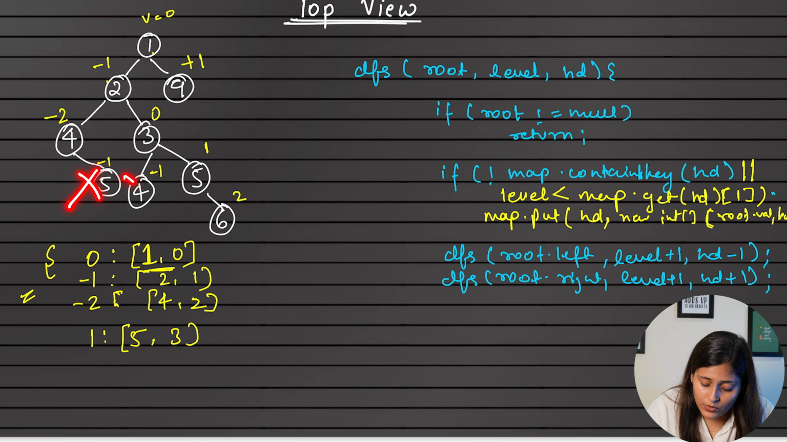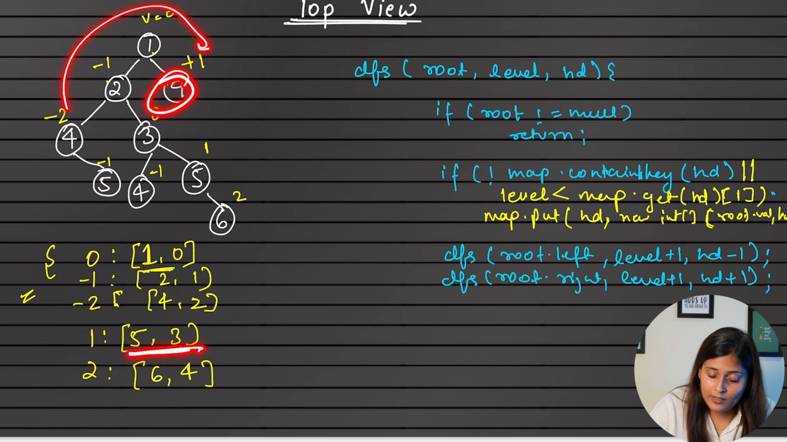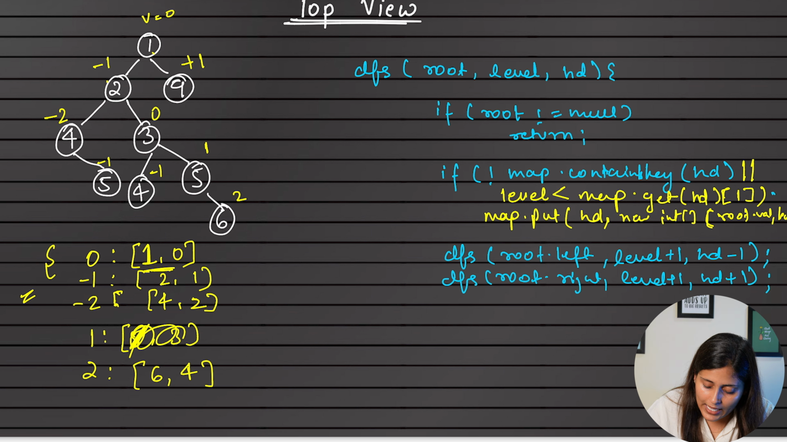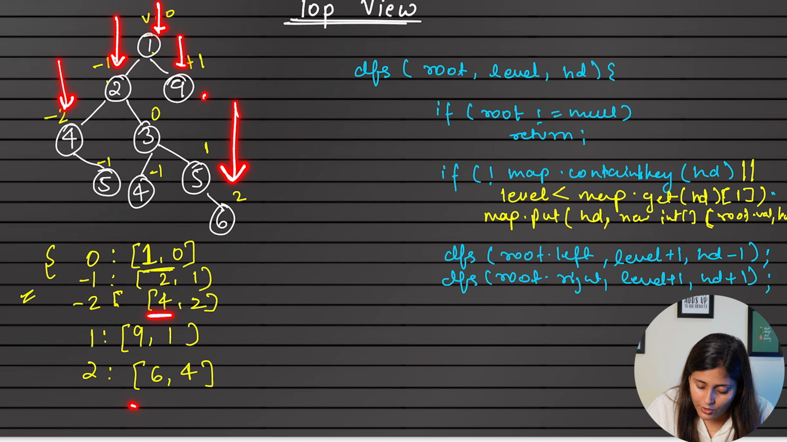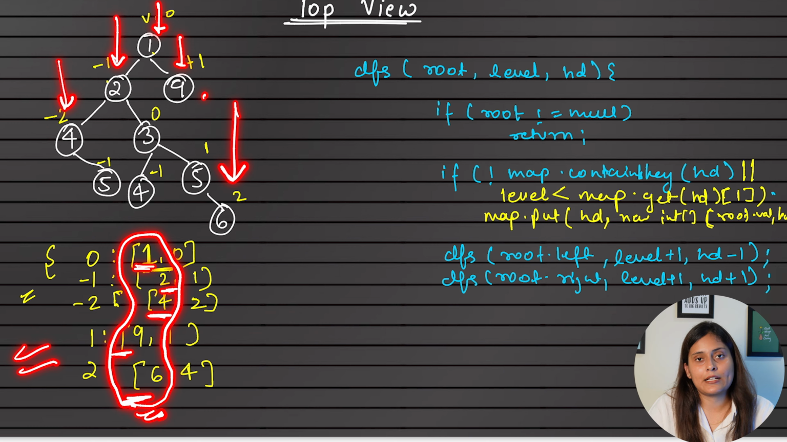Now this will not get inserted, this will not get inserted, this will not get inserted because -1 0 is already there. Now for 1, 5 will get inserted. For 2, 6 will get inserted with level 4. Now later on when we go to 9, this will get overridden with 9, yes, and level 1. So see, is this the answer? Can I say 4 2 1 9 and 6? See, 4 2 1 9 and 6, correct? So now from the map, we just have to read the values at the 0th index, okay?